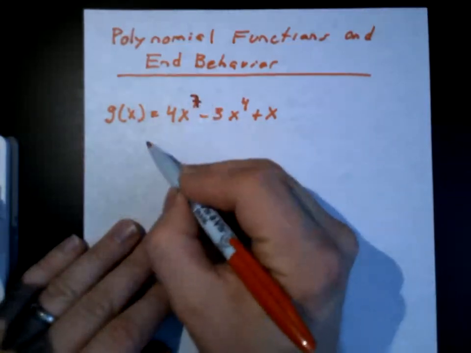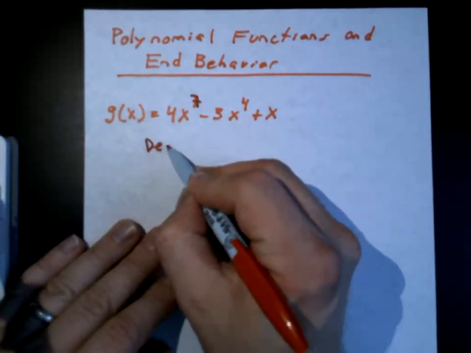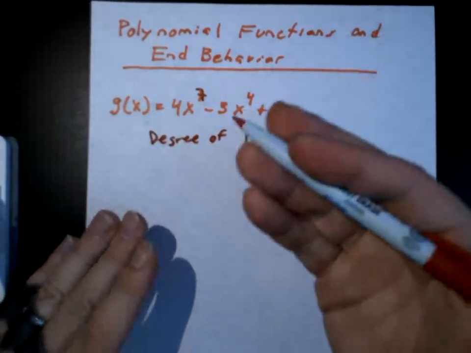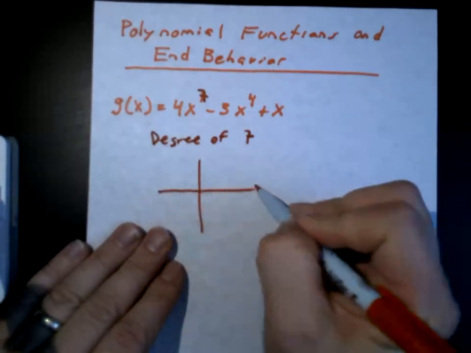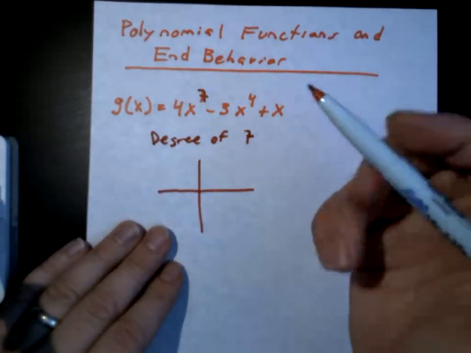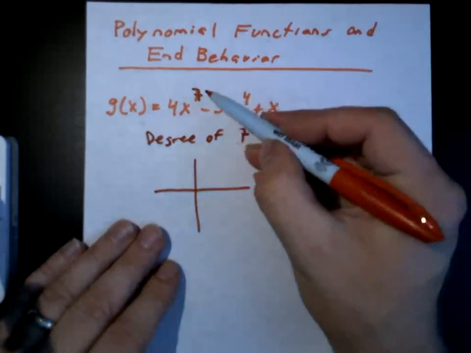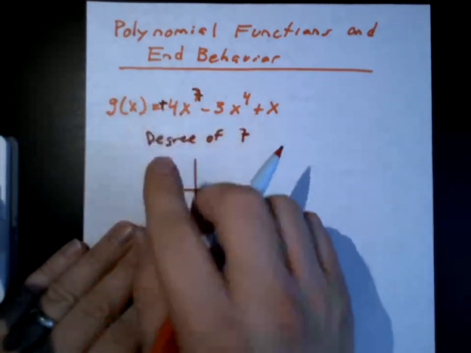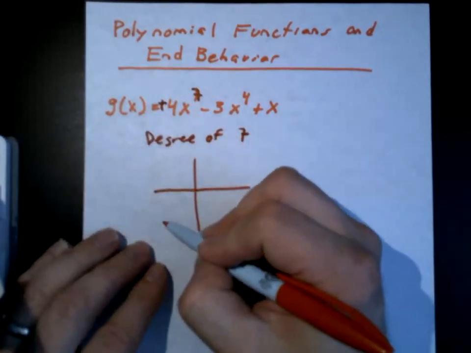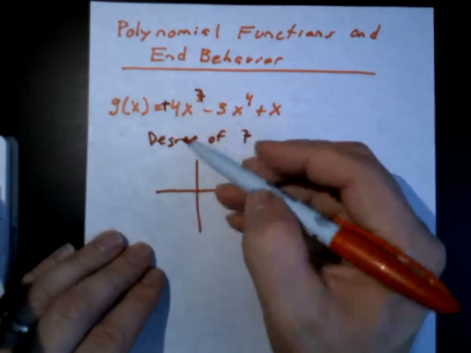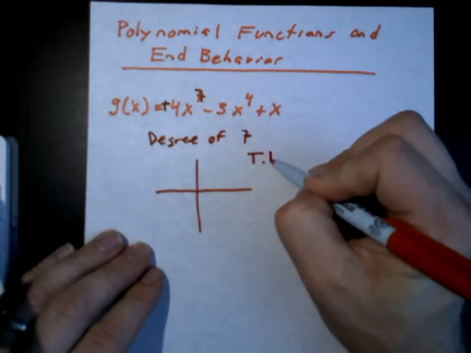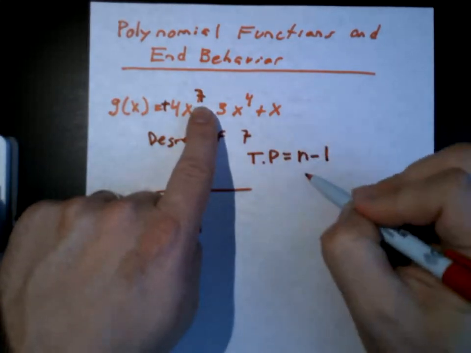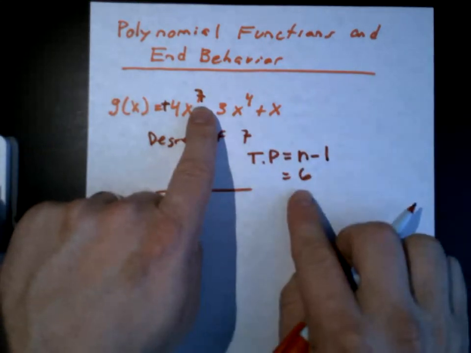I know this has x to the 7th power, so this has a degree of 7. Now, do I know what the graph looks like? Do I really care? I do care in a little way, but I want to see what's going on with the graph. So I know that it's degree 7, and by the way, that is positive. So the graph has to go like this. By the way, this has TP, which is turning points, and you go n minus 1, so this has 6 turning points, and this is positive.